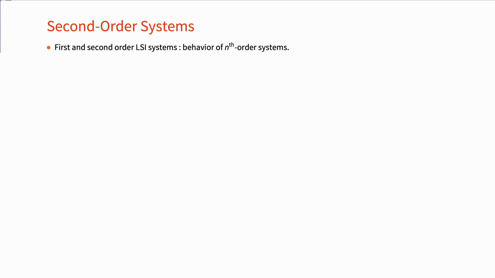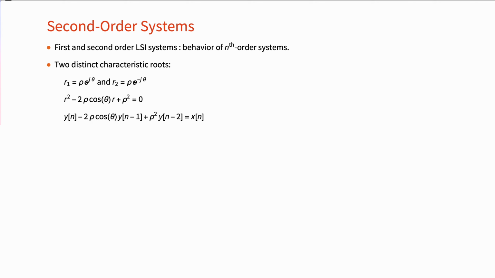Let's consider a second-order system defined by a pair of distinct complex conjugate characteristic roots R1 and R2 as given here. With these characteristic roots, the characteristic equation will be as indicated here, and we can also get the difference equation modeling the second-order system.